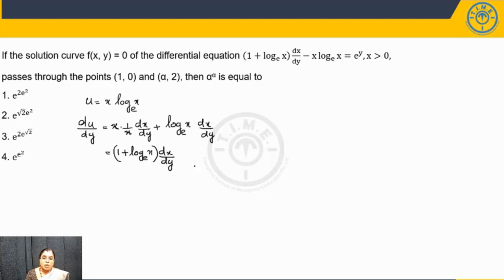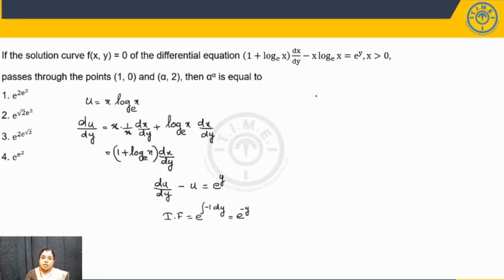So now your equation is of the form du by dy minus u equal to e raised to y. So now this is of the form dy by dx plus py is equal to q. So let's find the integrating factor. The integrating factor is e raised to integral of minus 1 dy. So we have e raised to minus y. This is the integrating factor.